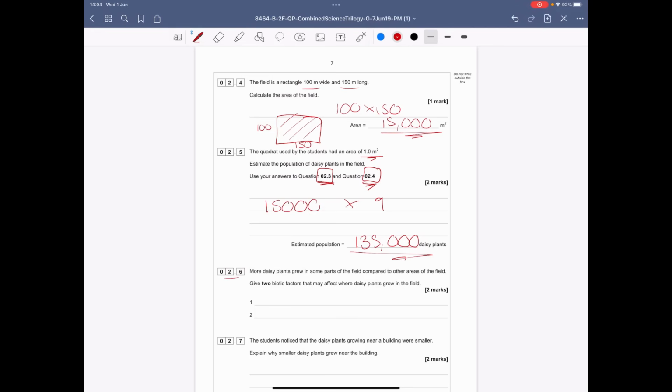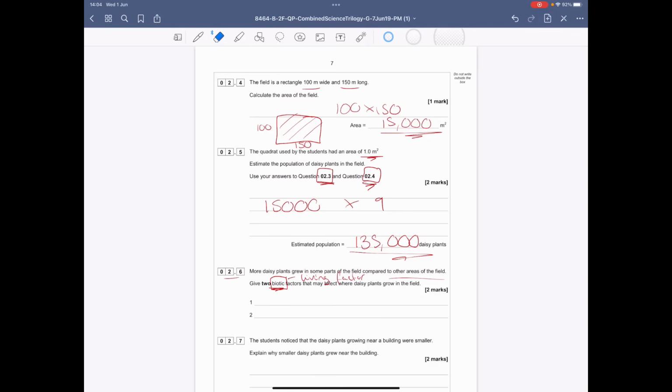Question 2.6. More daisy plants grew in some parts of the field compared to other parts of the field. Give 2 biotic factors that may affect where daisy plants grew in the field. Now, a biotic factor is a living factor, or something that is alive that affects the number of daisies. We can't then say things like the amount of sunlight or the amount of water, because sunlight and water aren't living. They are abiotic factors.